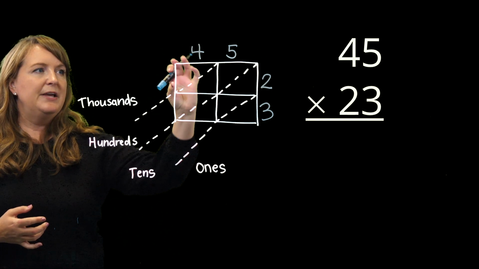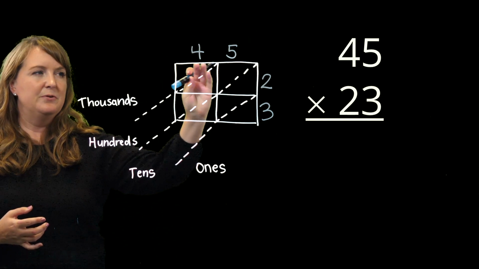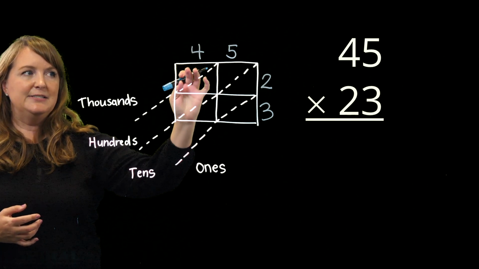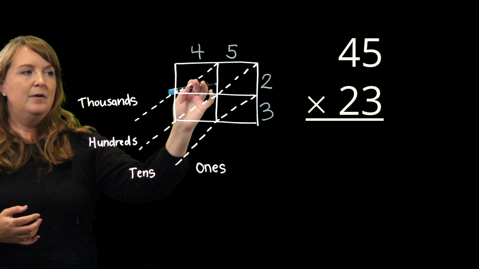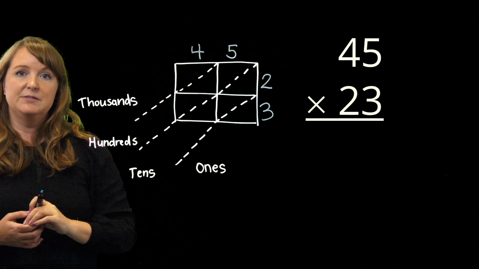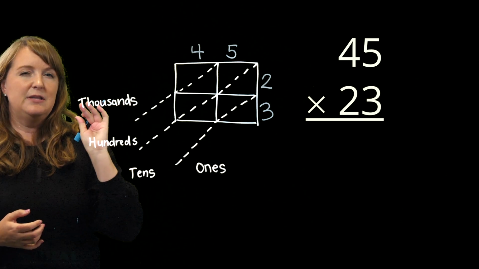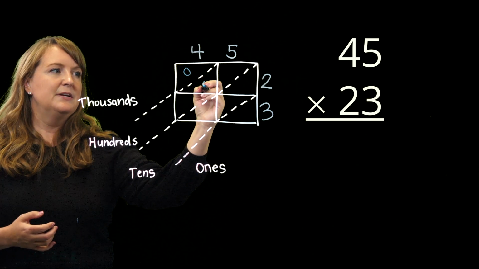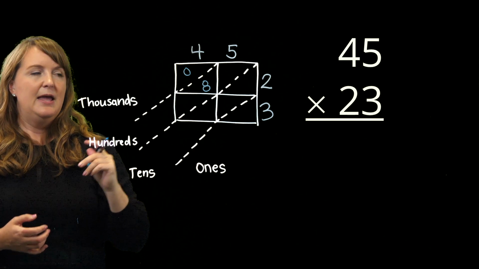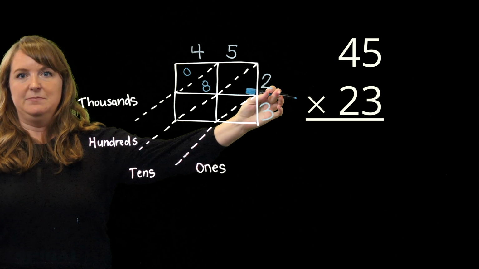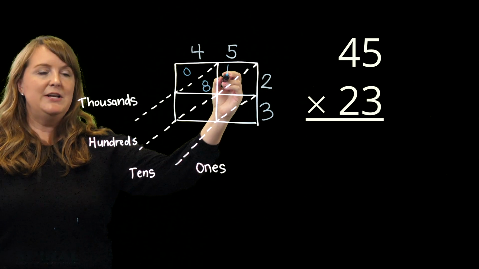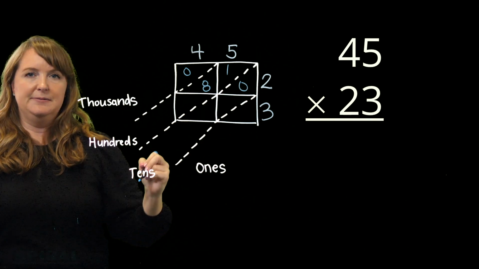Here I'm going to place the product of 4 times 2 in this rectangle right here. Above the lattice, I would place any tens. Below the lattice, I would just place my ones. So 4 times 2 is 8. That's 0 tens and 8 ones. Now let's multiply 5 times 2. 5 times 2 is 10. That's 1 ten and 0 ones.